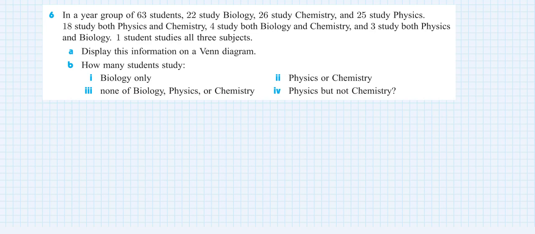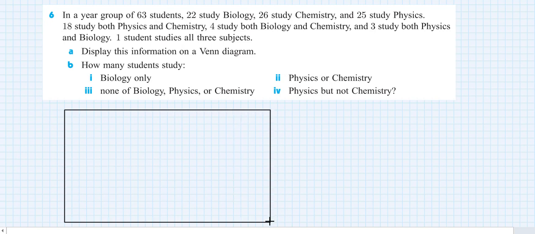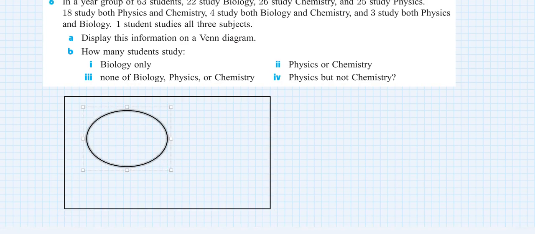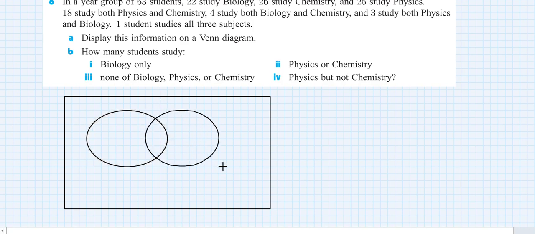So as you can see, I have 3 sets, 3 groups, and they all intersect between each other, and there is also one common intersection for all subjects. The first part asks to display this information on a Venn diagram. So let's try to represent it with the first universal set. I must have a universal set, and I will have 3 circles, 3 sets. So let's draw them one by one. Then I will have my second group and also the third group.